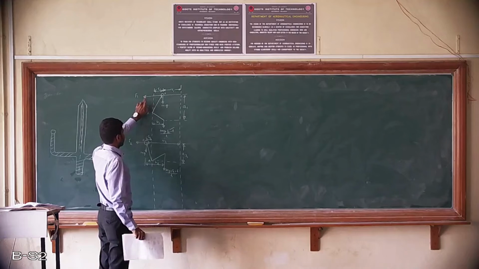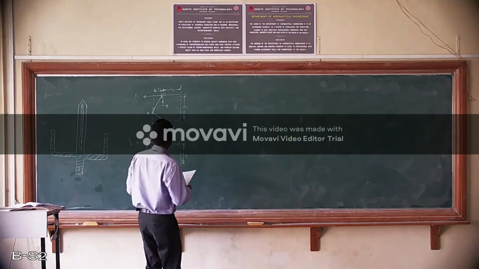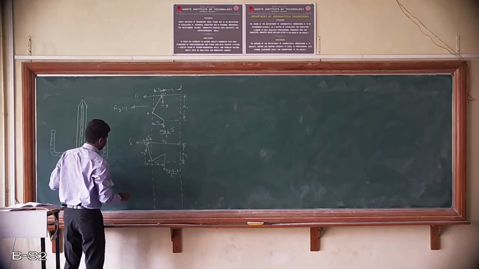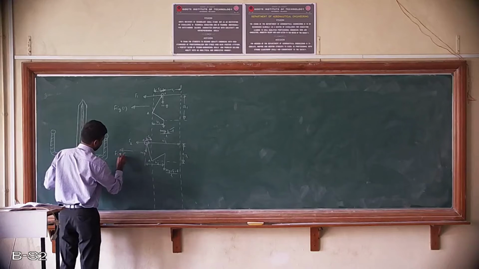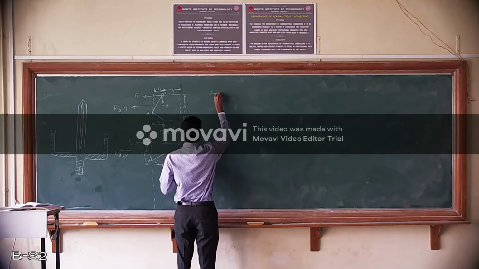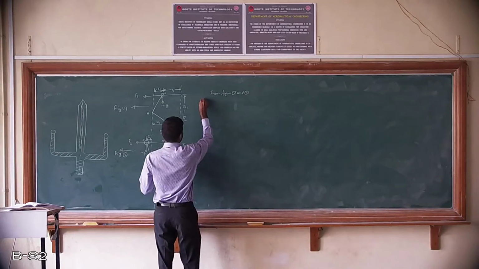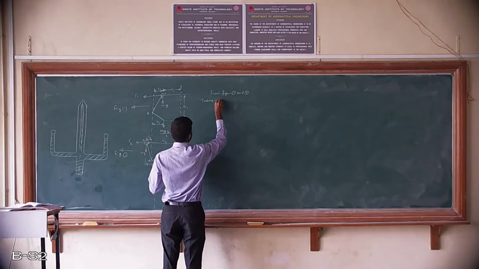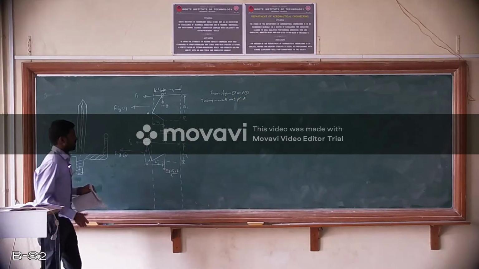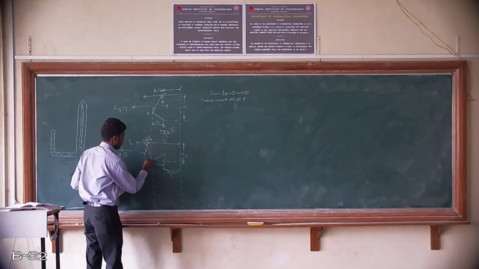F1 is the centrifugal force which is acting radially outwards, and F2 is the centrifugal force which is also acting radially outwards. Now, taking moments about point A, I will call this figure 1 and this figure 2. From figures 1 and 2, in both the cases, I am going to take the moments about point A. So here is our point A.